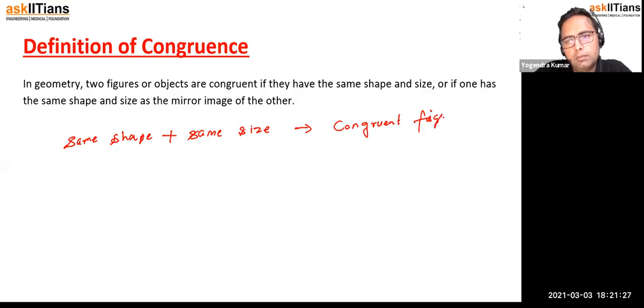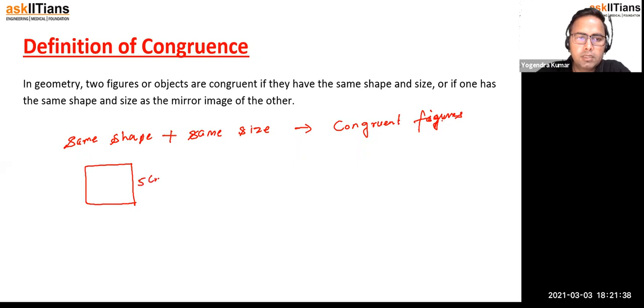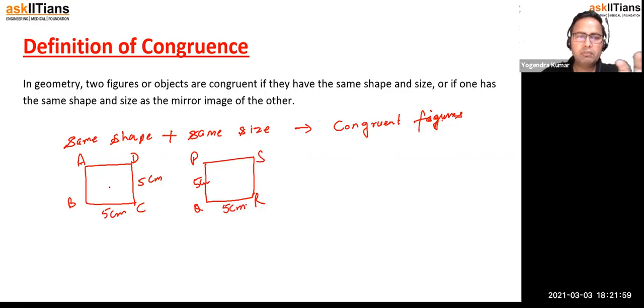Congruent figures, right? Now, why am I writing figures here? Because it could be anything. Like if I write squares of the same dimension, like 5 centimeter here, and another square is there. If I name it A, B, C, D, and this is P, Q, R, S, they are congruent, right? Why? Because if I keep one over the other, it will completely overlap. They are exact figures, congruent to each other. So these are the congruent figures.